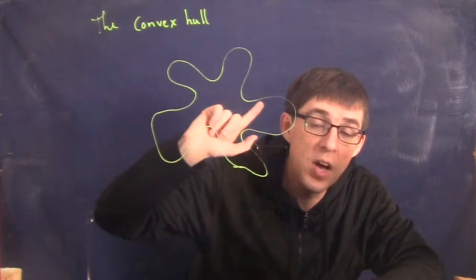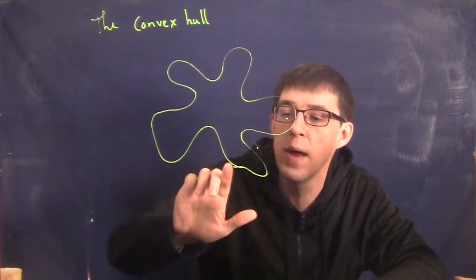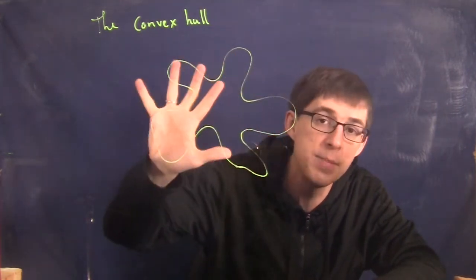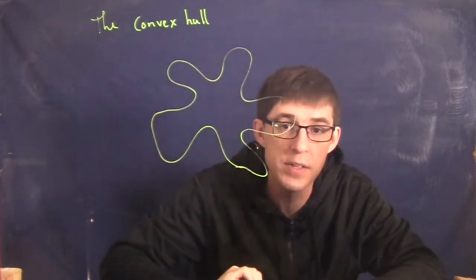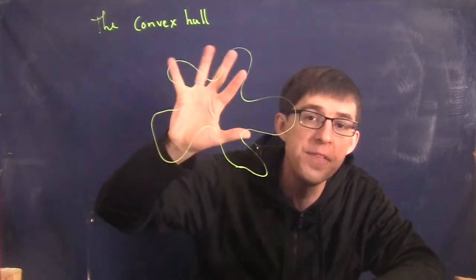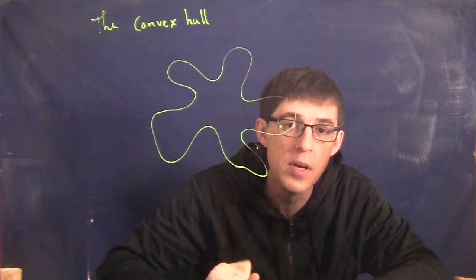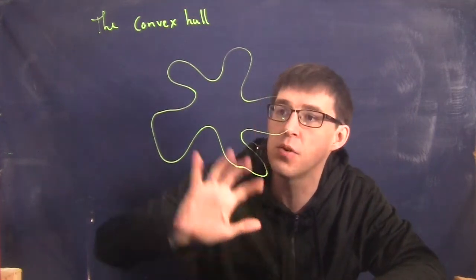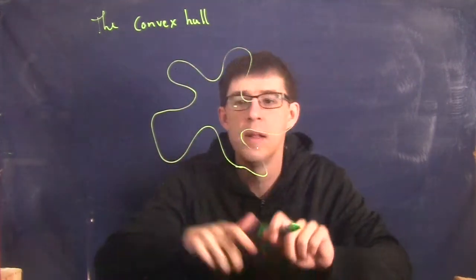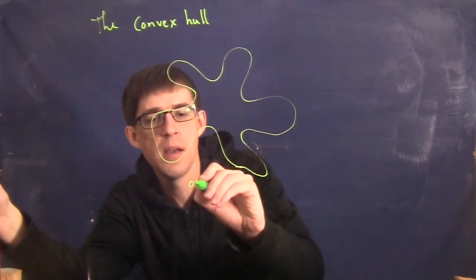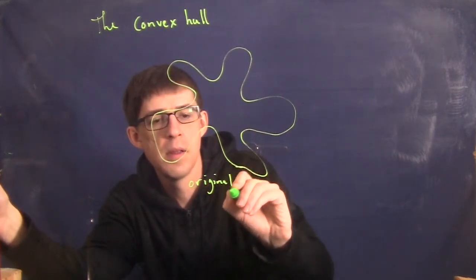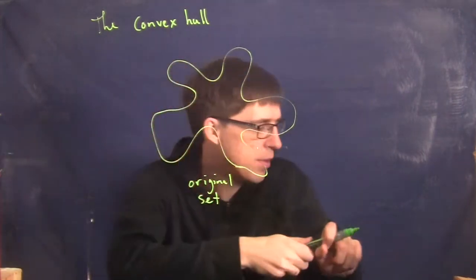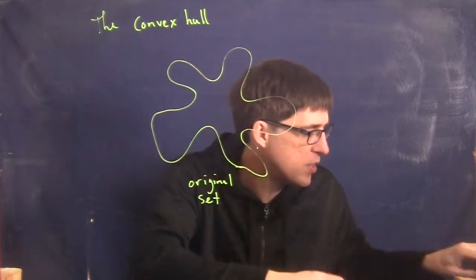The convex hull is a way of taking a set to begin with, which is not necessarily convex, and adding some stuff, like filling in all the innies, to make it a convex set. So if we begin with this set, this is, let's say, the original set. I'm going to draw with another color here what the convex hull is.